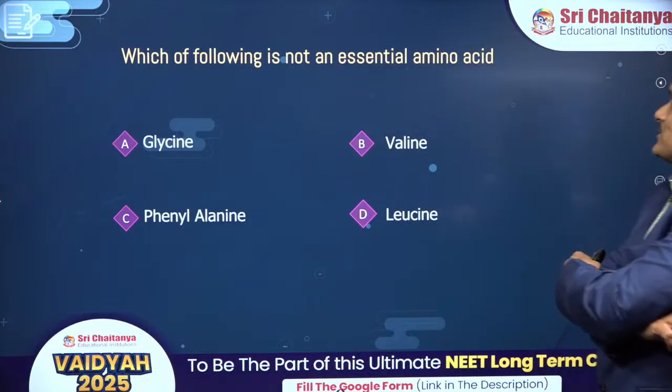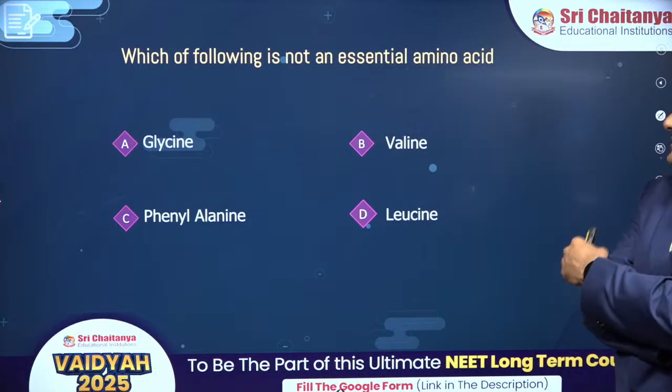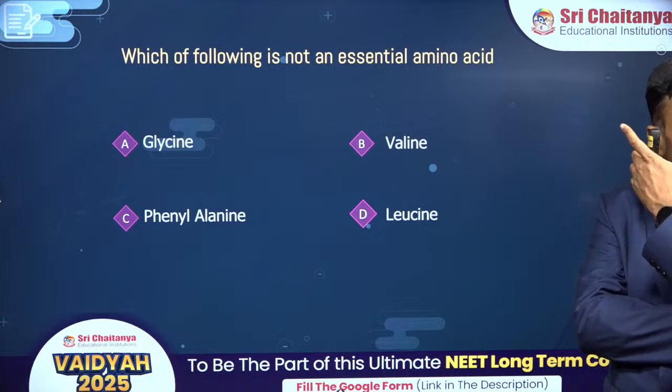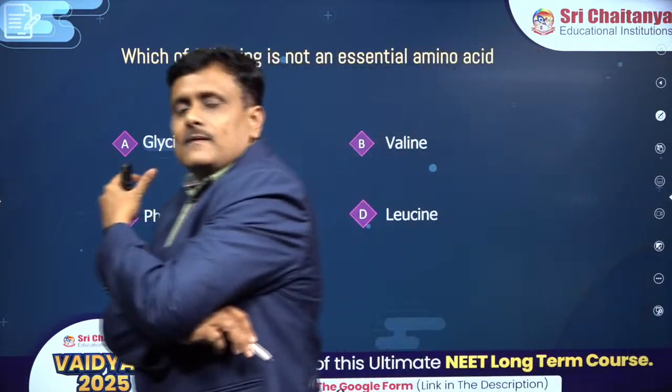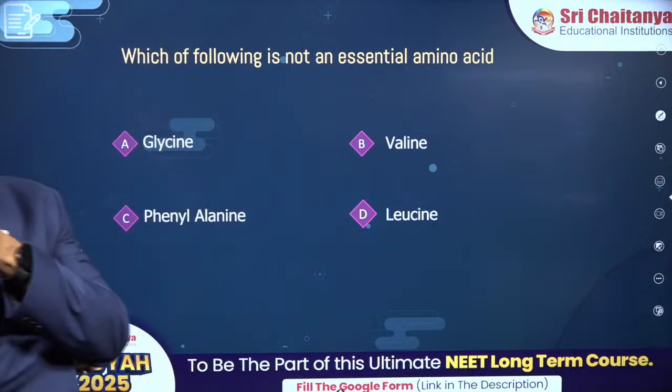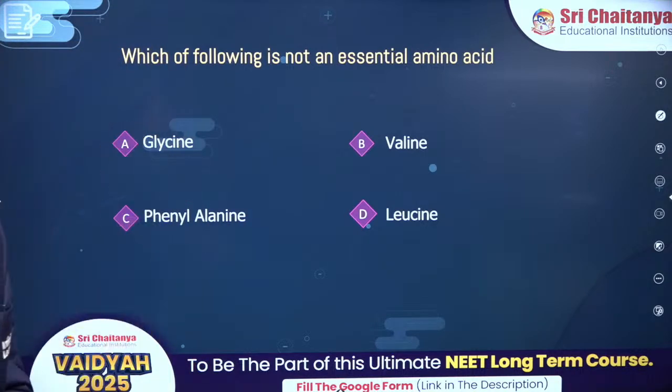Chalo, which of the following is not an essential amino acid? Can anyone tell me what is the answer for this? Cheptara beta. Not an essential. Arey vah, Australian talks. Glycine is not, because the remaining all you need to understand, right? Good.